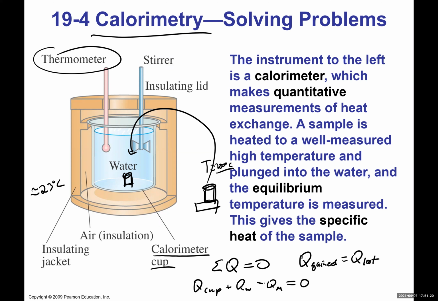That means energy will be gained here, G for gained, and energy here will be lost by the metal. But the amount of energy lost by the metal cylinder is exactly equal to the amount of energy gained by the water and the cup combined. So then we can use this to calculate the specific heat of this unknown metal and things like that. So we're going to see an example of that.